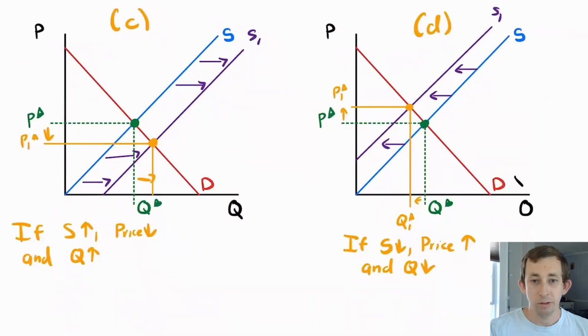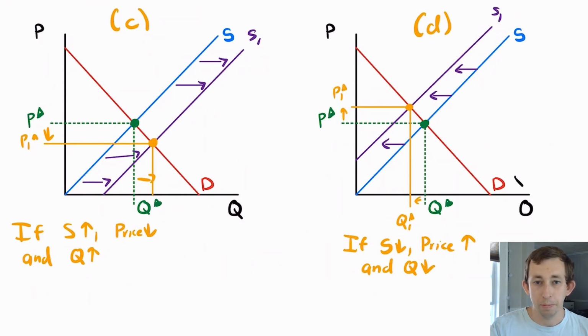On the other hand, if we shift supply out, we're not going to get a higher price, but we are going to get a higher quantity. Supply shifts out, so maybe costs for everyone go down. We're going to have a lower price in equilibrium, but a higher quantity. And if supply shifts left, we're going to have a higher price and a lower quantity. In all four of these graphs, we've just shifted one of the curves.